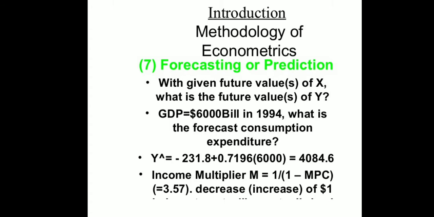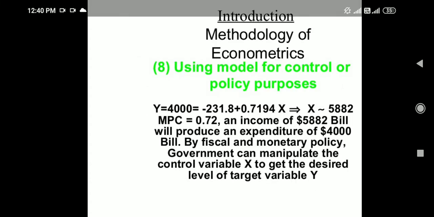So for the prediction in 1984, for a GDP of 6000 rupees, what is the forecast consumption expenditure, meaning what is the y value? That is y cap. If you replace x by 6000 rupees, you get 4084.6. This is the predicted value.